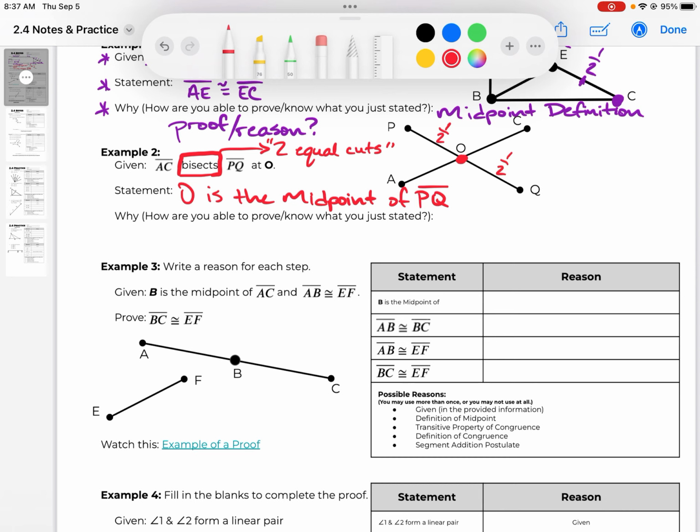And then when we think, why do we know that? Well, it is the definition of a segment bisector. Again, from Unit 1 notes, we defined segment bisectors as a line or ray that divides a segment right down the middle into two equal parts. So that theorem, that definition is our proof of the statement we're making right now.